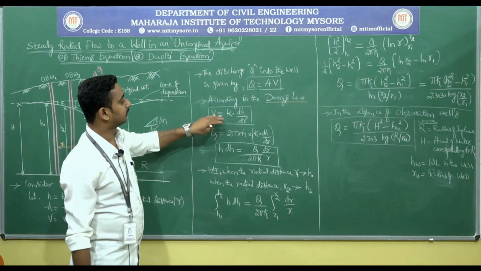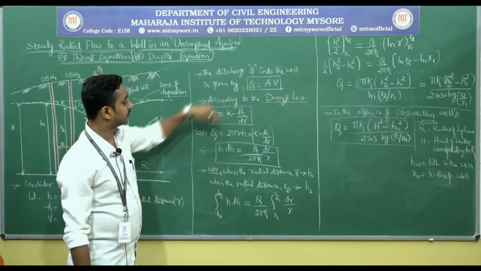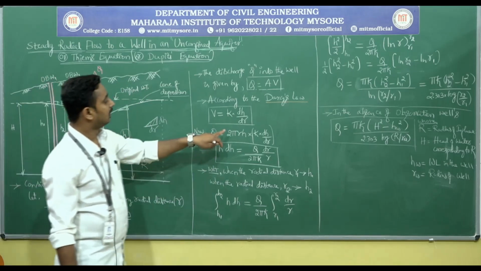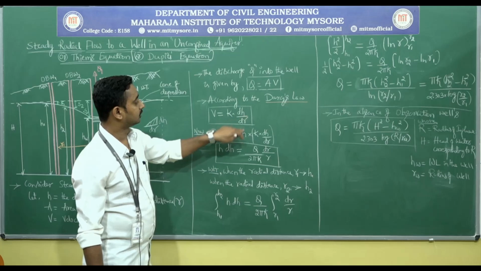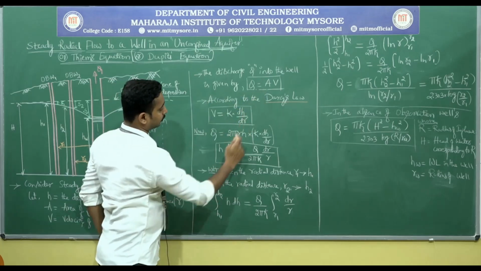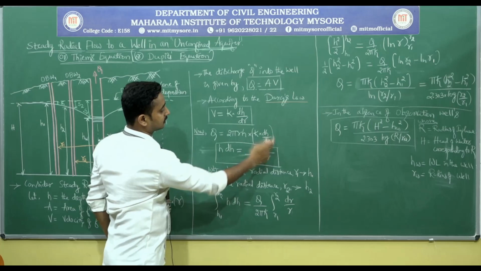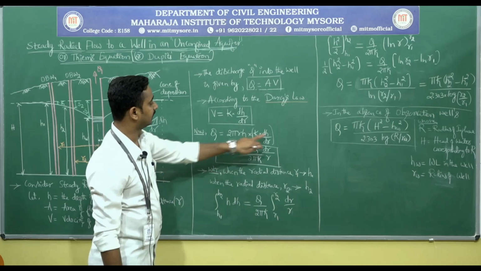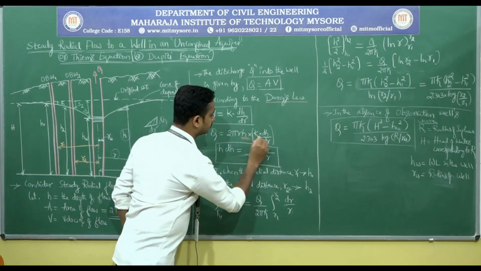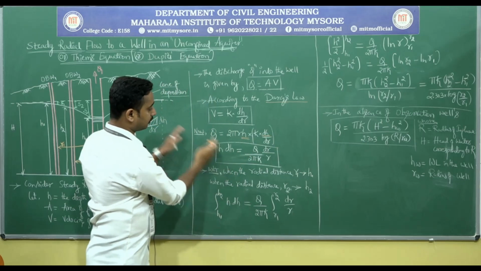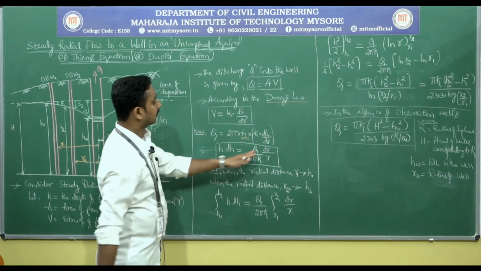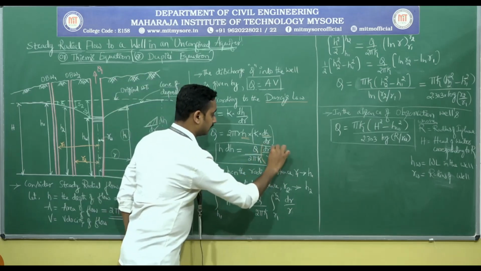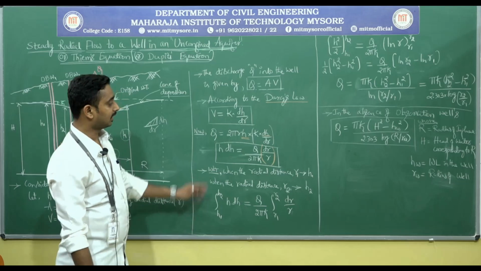Now just substitute the values into this equation. Q equals area, we know area is 2 pi RH, and velocity K into dH by dr. Just rearrange this term: H into dH equals Q divided by 2 pi K, and arrange this term dr by R.